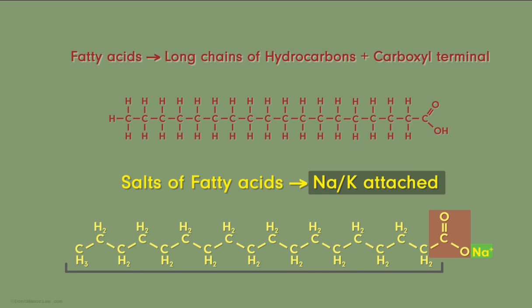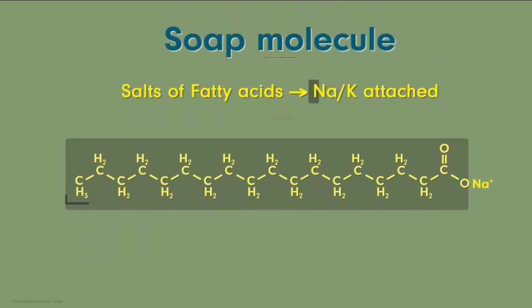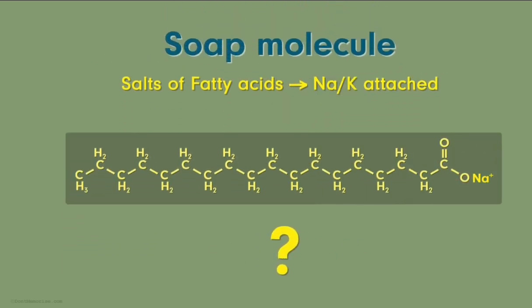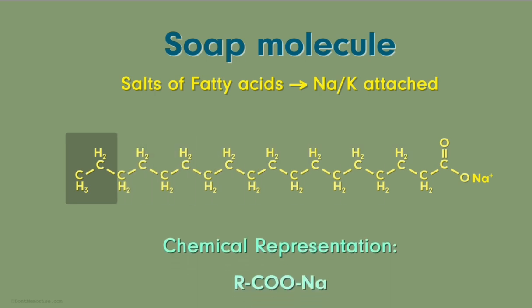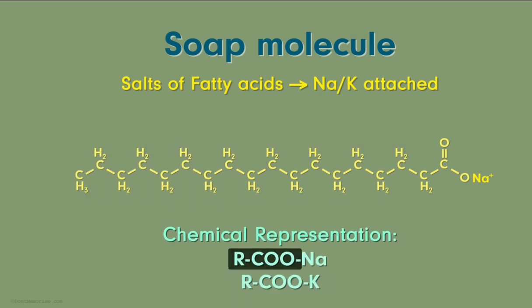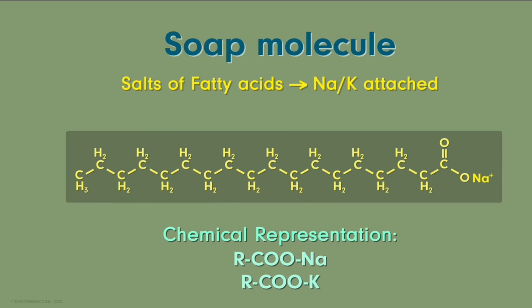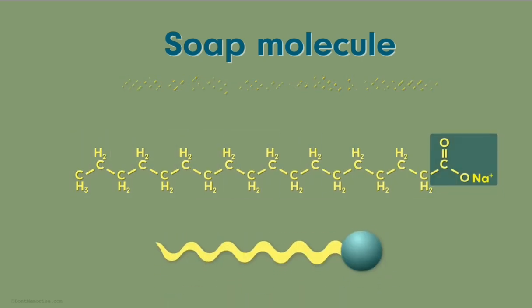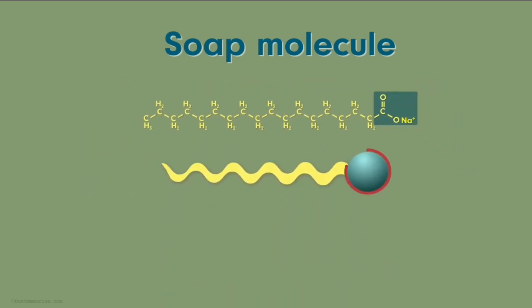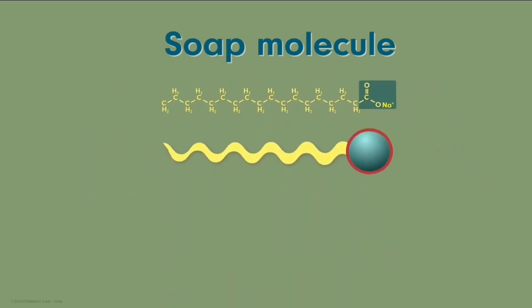So, the typical structure of the soap appears to be like this. Chemically, soaps are represented as RCOONa or RCOOK, depending on whether sodium or potassium is attached, and R represents a long hydrocarbon chain. It is understood that such huge structures cannot be written precisely every time. That is why we represent the soap molecule using this structure.